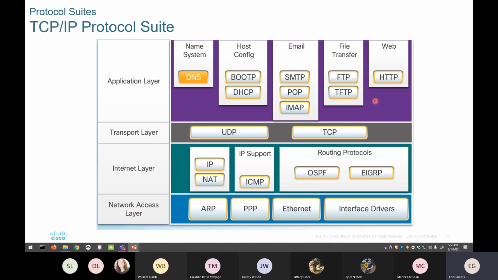On the application layer, we have protocols that we already mentioned. For example, for host configuration, we have DHCP. For managing email, we have Simple Mail Transfer Protocol, Post Office Protocol. For the transfer of files, we have File Transfer Protocol, Trivial File Transfer Protocol. To manage the web, we have HTTP or secure HTTP.